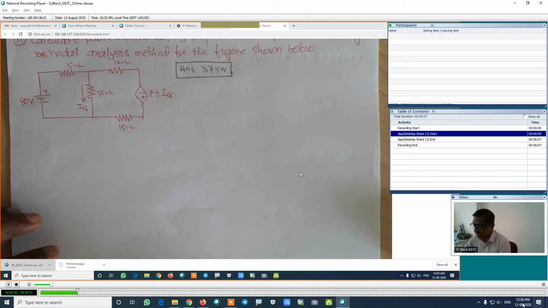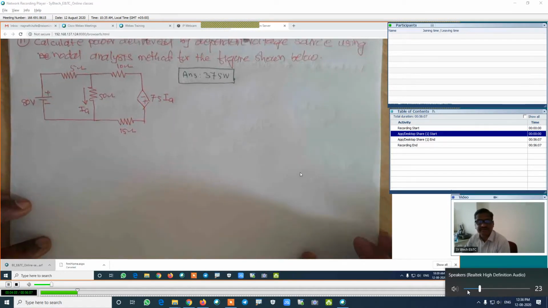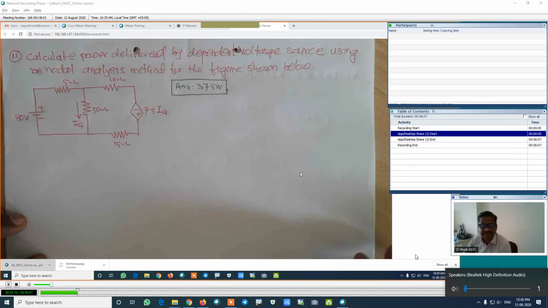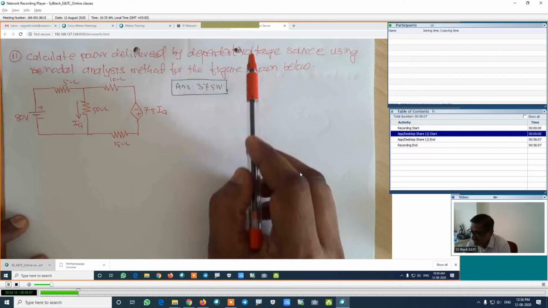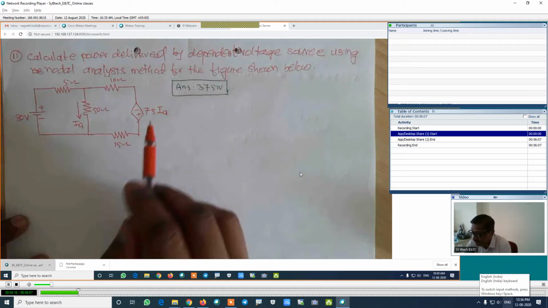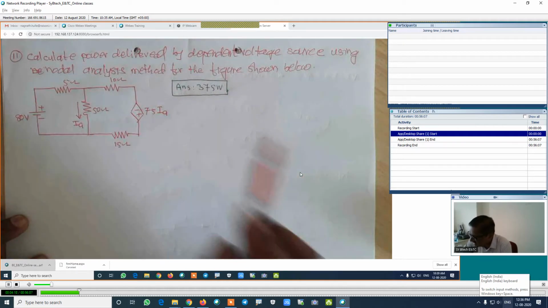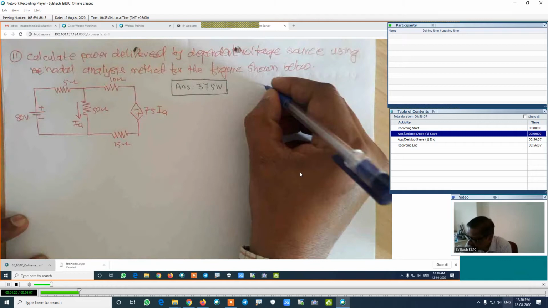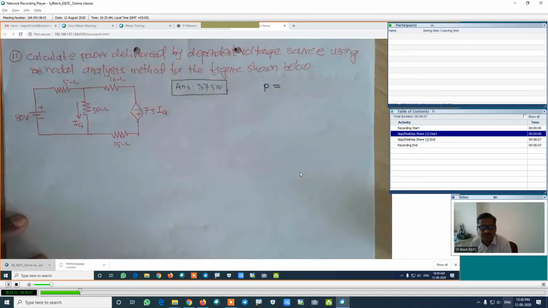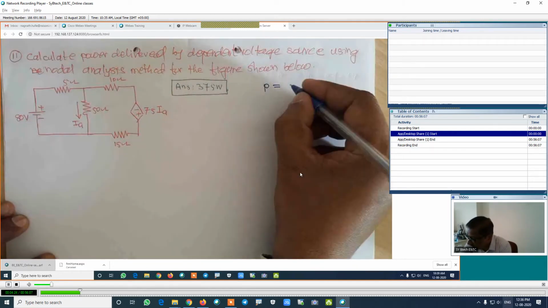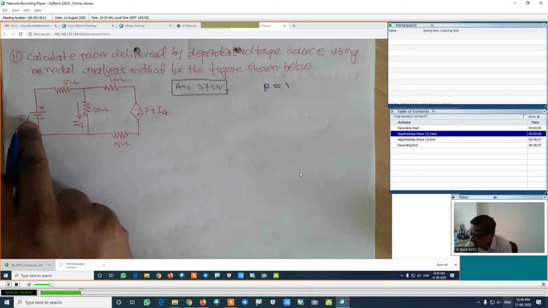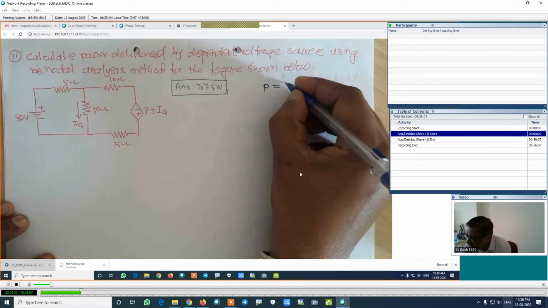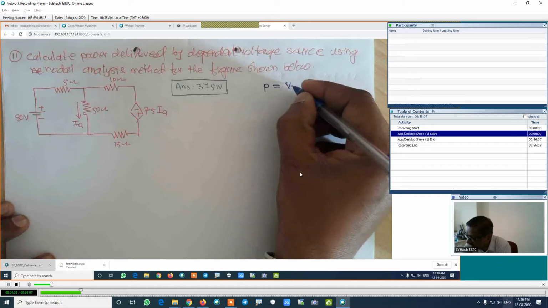In this figure, if we are interested in calculating the power delivered by the dependent source, how will the formula of the power be? This is the voltage. Here the formula is not I into R, because the applied voltage is DC. The formula will be P is equal to V into I.